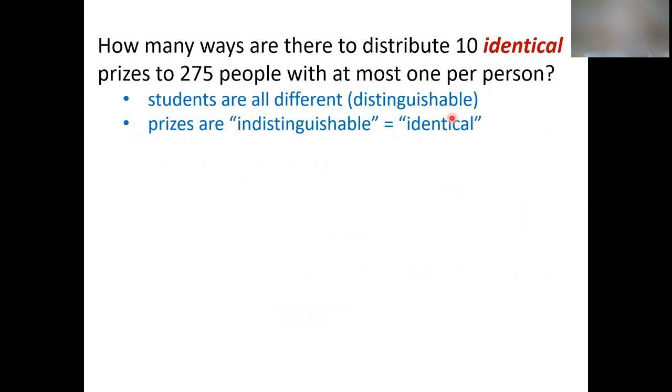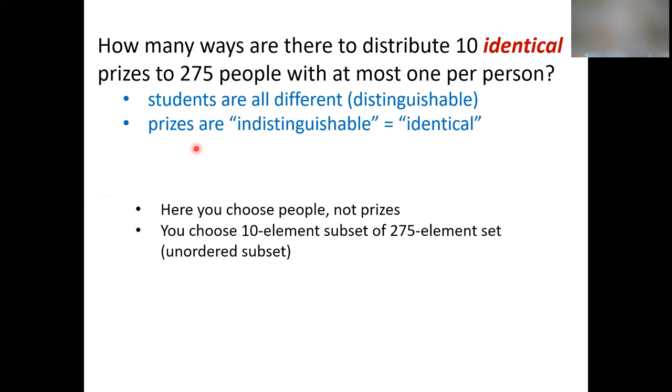How many ways are there to distribute 10 identical prizes to 275 people, but you have a constraint of at most one per person? So now, the people are students. So the people are different, but the prizes are all identical. So, okay, what am I choosing? Am I choosing prizes or am I choosing people? What kind of object is it convenient to think of?